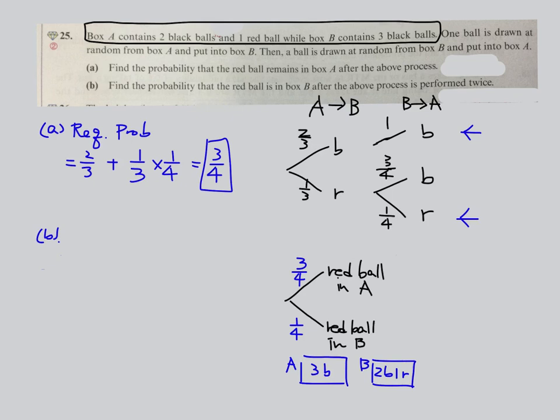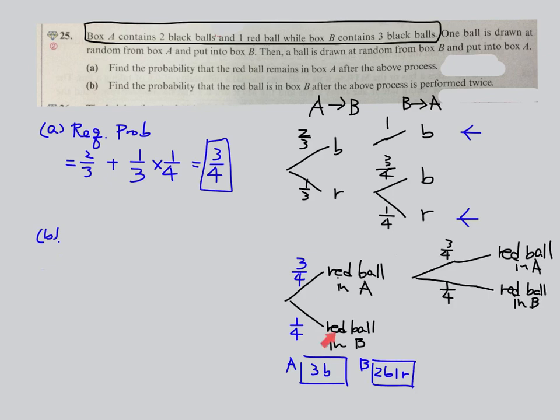So next, now I want to do the process for the second time. This one is the same as before, so we can apply the 3/4, 1/4 again. After doing the second process, in the end, the red ball in A and the red ball in B is the same, 3/4, 1/4 again.